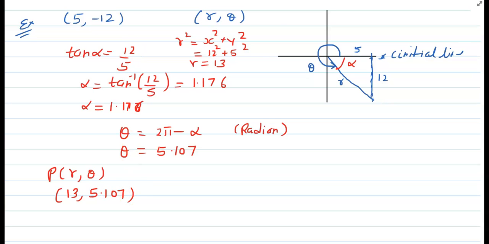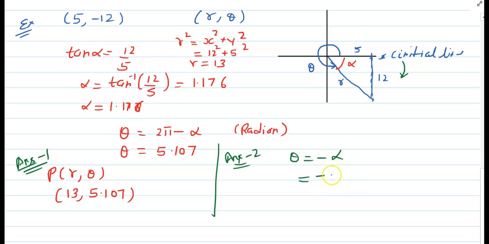Now the question comes, is there any other way we can write this down? The answer is yes. So this is one answer, you can write down answer 1. Now answer 2 you can write in this form as well, because this is negative. If you are measuring theta in the clockwise direction, then theta will be minus alpha, and minus alpha is 1.176. So in this case our polar coordinates will be r is 13 and theta is minus 1.176. Okay, I hope things are clear.